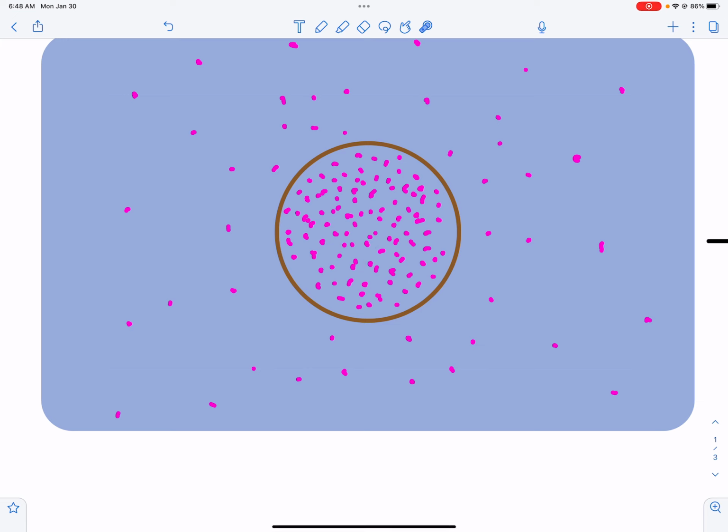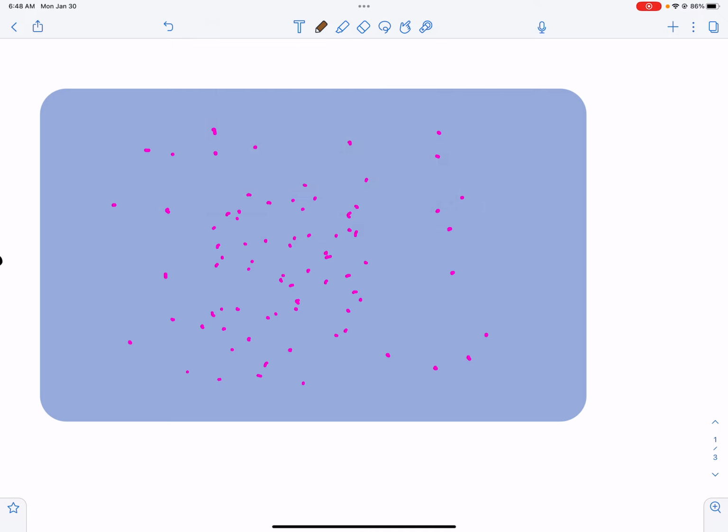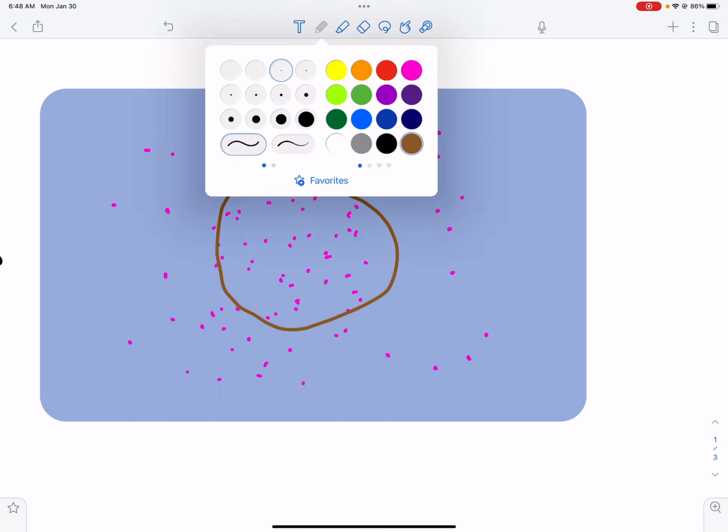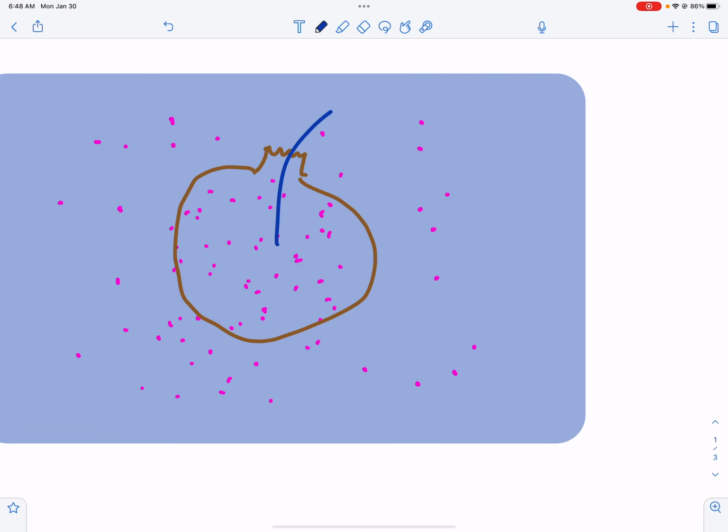So on net, what's going to happen is water is going to diffuse into the cell. So we're going to have net movement of water in when a cell is immersed in a hypotonic solution. In some cases, the cell can swell to such an extent that it bursts. And here we would have water now flowing out of the cell. And this situation is called cytolysis.